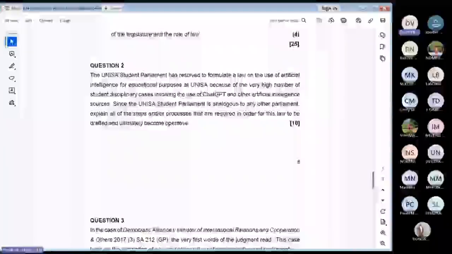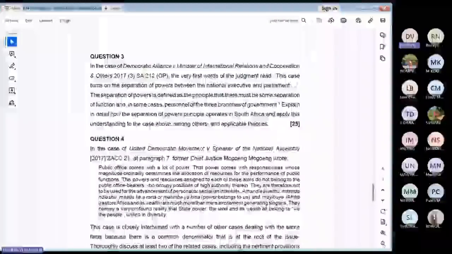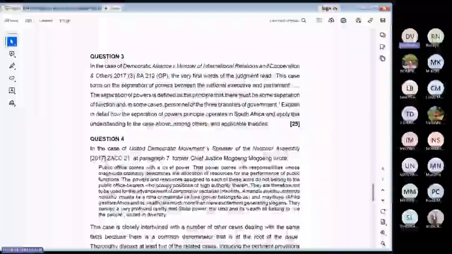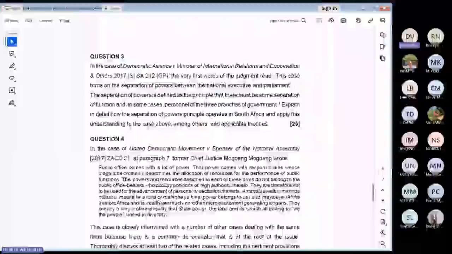They're asking us to explain in detail how the separation of powers principle operates in South Africa, and then we apply this understanding to the case above. So it's quite challenging because in an exam, you have limited amount of time. So unless you've read this case prior to the exam, you've got to do some very, very quick reading. So we are now approaching this one as an essay.